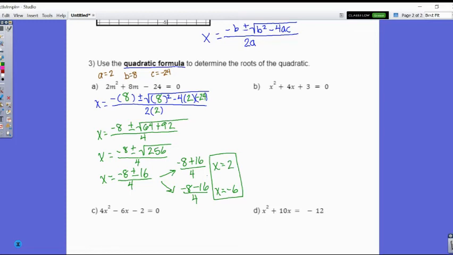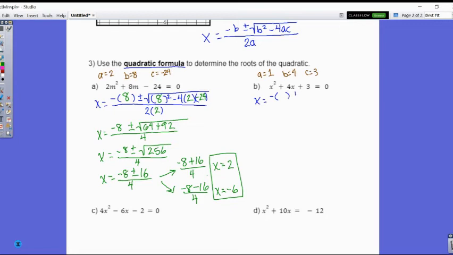Let's go through this again here with example B. I got it in standard form. I see everything's on one side. It's equal to 0. Identify that A, B, and C. A is an invisible coefficient 1. B is a positive 4. And C is a positive 3. We're going to use those to plug on into our formula.